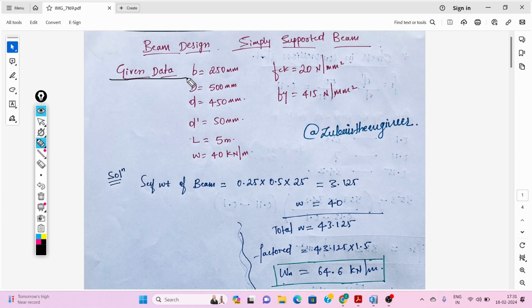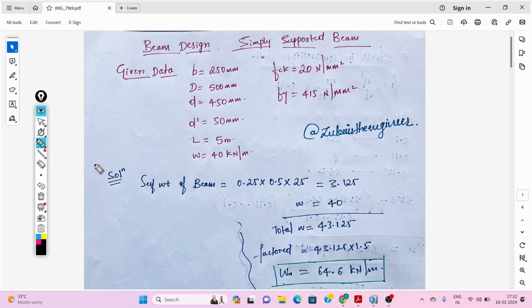Here is the given data. The width of the beam is 250 mm, and the overall depth of the beam is 500 mm. Okay, and the effective depth is 450 mm, the effective cover is 50 mm, the span of the beam is 5 meters, and the working load acting on the beam is 40 kilonewton per meter. Okay, so here fck will be M20 grade of concrete and Fe415 grade of steel.